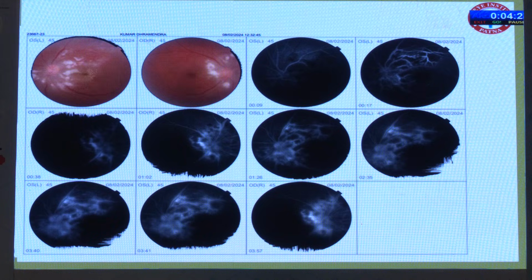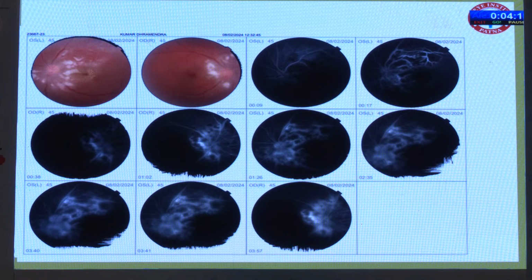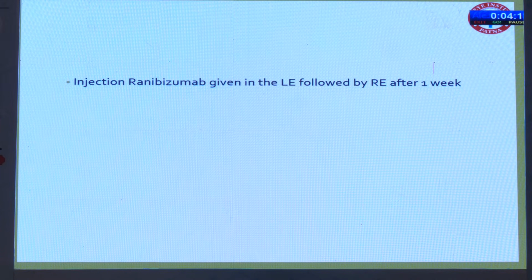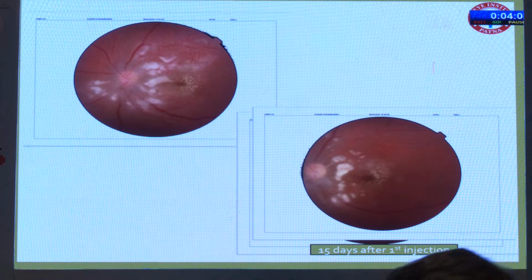On FFA, you can see that the hyperfluorescence had increased, and there were CNP areas also along the arcades and the peripapillary area. So at this point, I decided to give anti-VEGF injections, and I started with ranibizumab given in the left eye, followed by the right eye a week later.